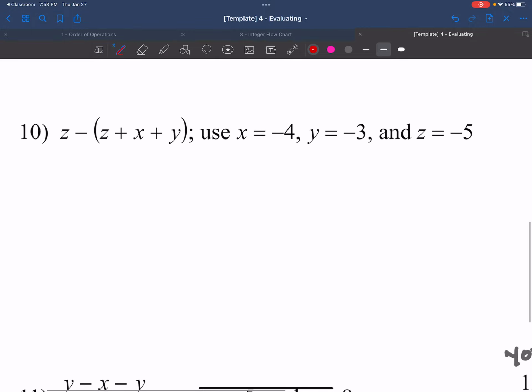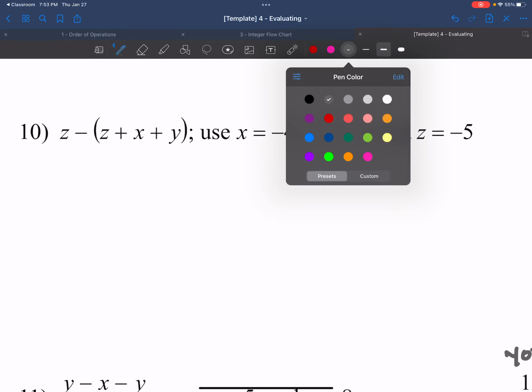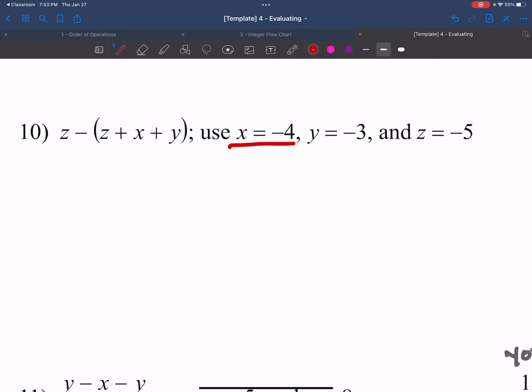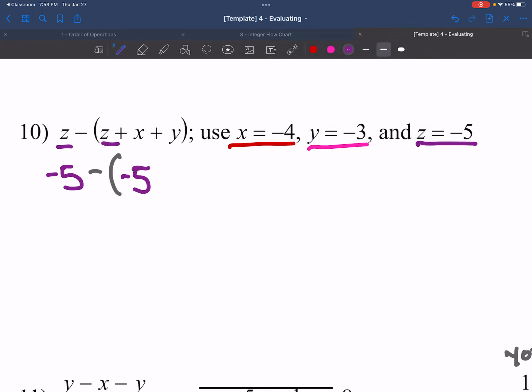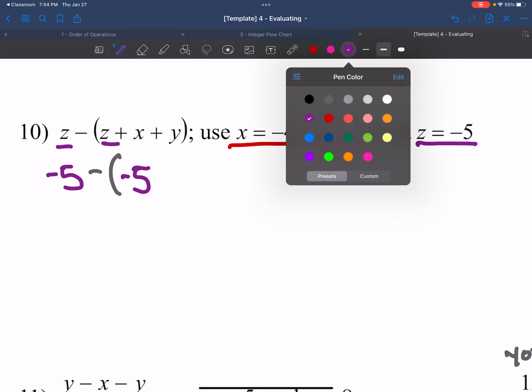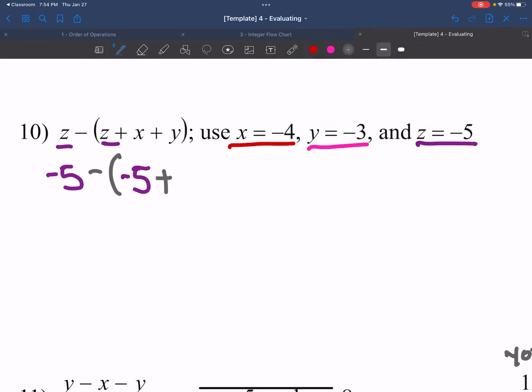Looking at number 10, there's a lot going on here. So let's look at that. So x is negative 4, y is negative 3, z is negative 5. So when we replace this z here, we write negative 5. And then we've got a minus sign with a parentheses. Then we replace that z that's after that with a negative 5. Then we have a plus sign and then our x value, which is a negative 4. And then we have a plus sign, and then we have that y value, which is a negative 3. Very good.